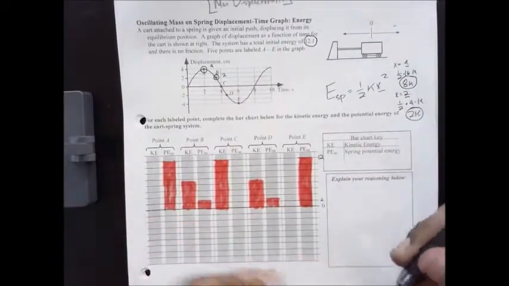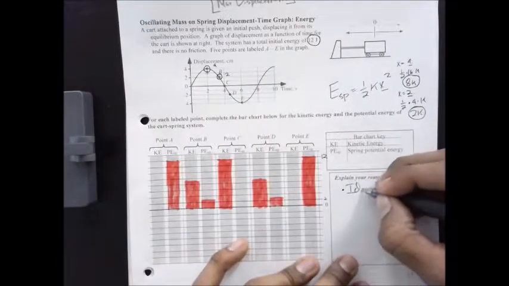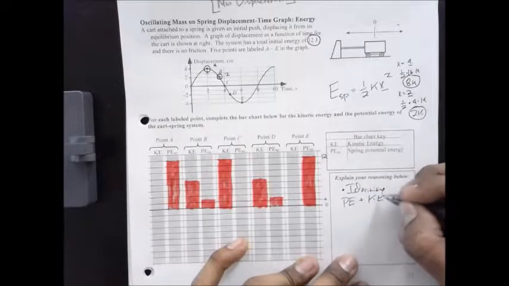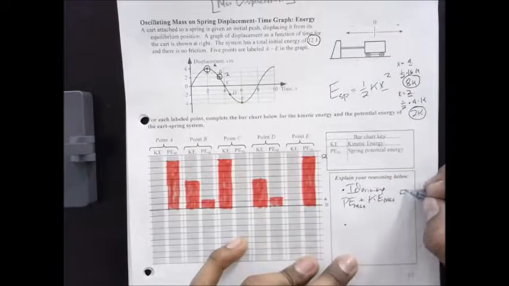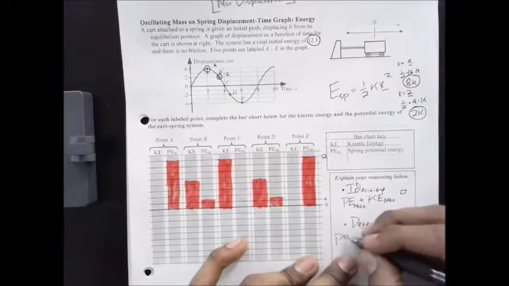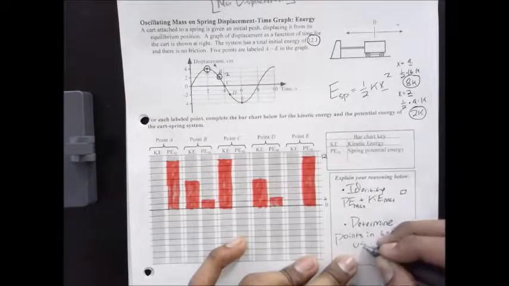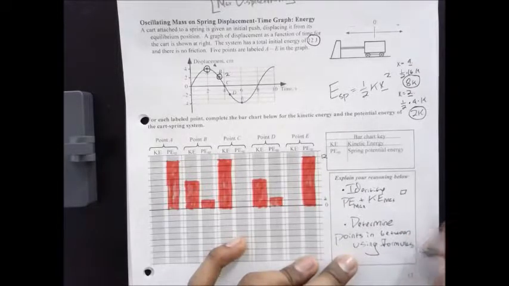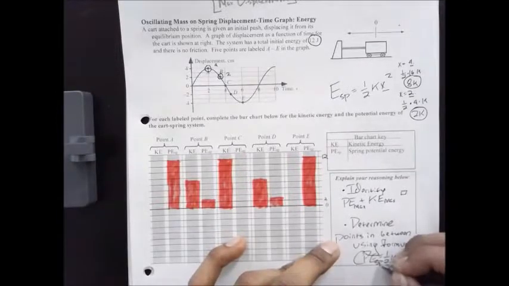So the rules for figuring out the energy bar chart are: first identify PE and KE max, and then determine points in between using formulas. In this case, we use PE spring is equal to 1/2 kx squared. Okay?